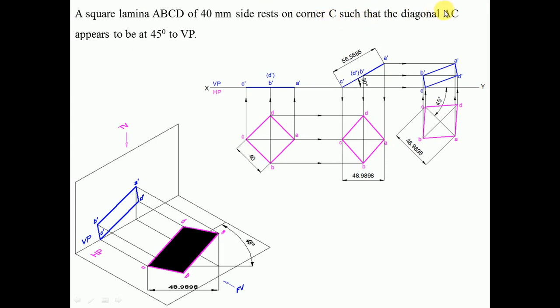Then in the next position, the diagonal AC appears to be inclined to VP. Since he says it is appearing, that means it is the apparent length. Now, once the surface is inclined, the diagonal containing the corner, which is AC, will also be inclined to HP. Since it is inclined to HP, you are getting the apparent length. Here he has given "appears", which means you always have to take it as the apparent inclination. So here the length is also apparent.